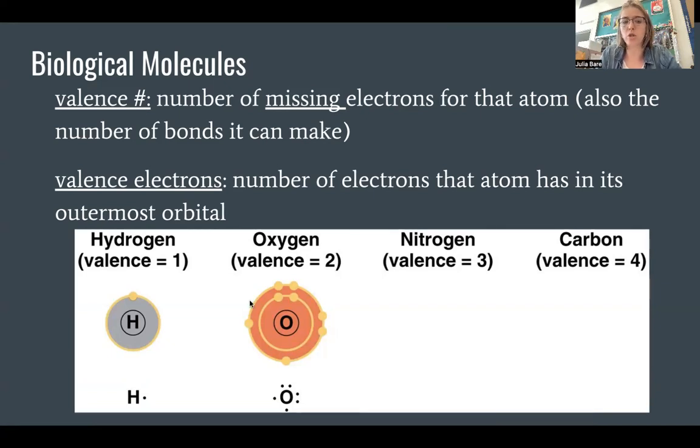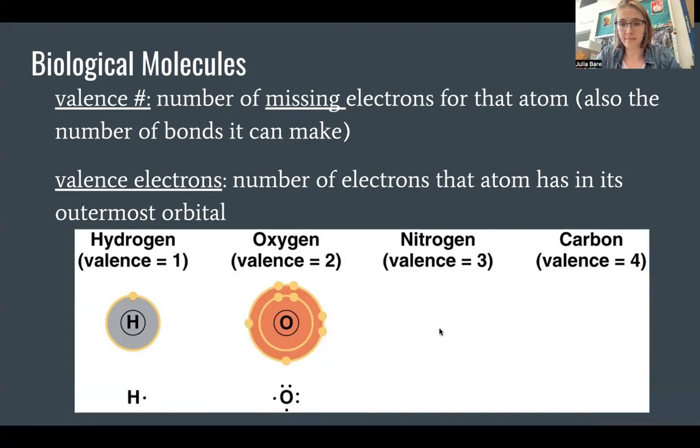Now that we've done this for hydrogen and oxygen, see if you can do nitrogen and carbon, if you weren't already able to do this in the first place. Try to draw the structures based on their valence number. And then if you would like, you can also do the Lewis dot structure at the bottom.